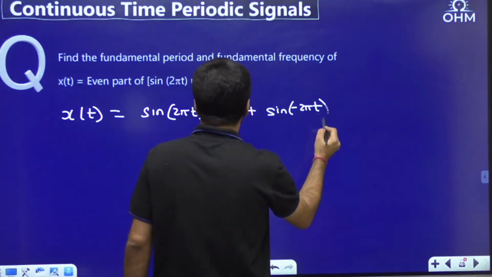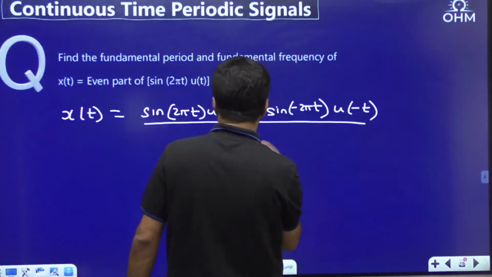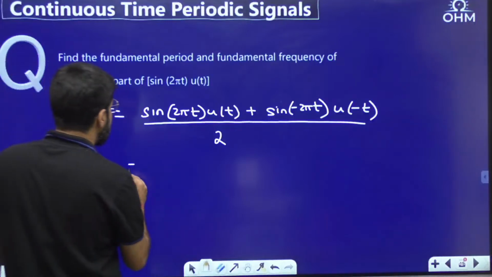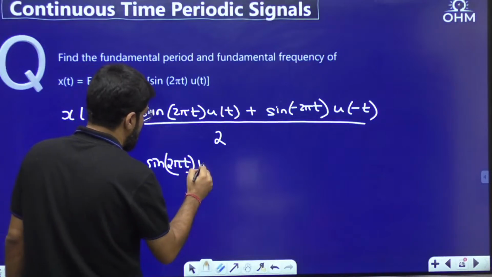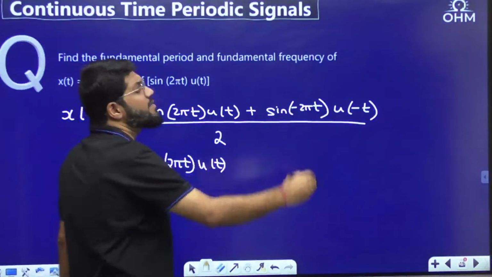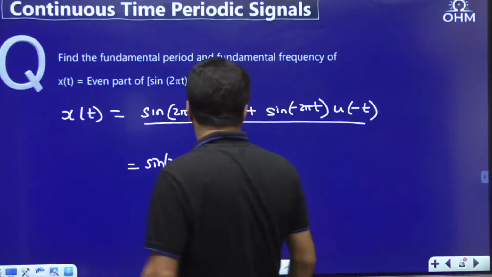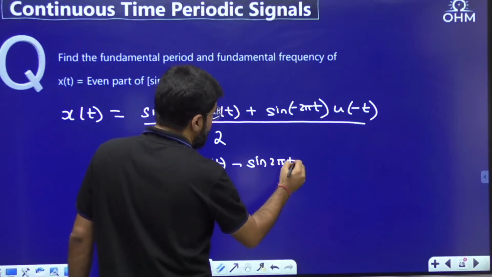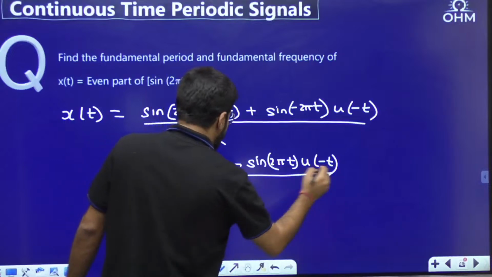So sin 2 pi t u(t) minus sin 2 pi t u(-t), and the whole divided by 2. That is the even part formula. Now this is equal to sin 2 pi t u(t) minus sin(-theta). Sin theta is an odd function, and sin(-theta) is always minus sin theta. So this time we will get minus sin 2 pi t into u(-t), whole divided by 2.